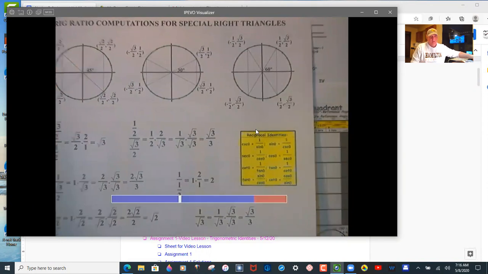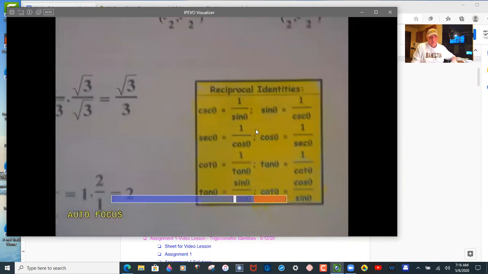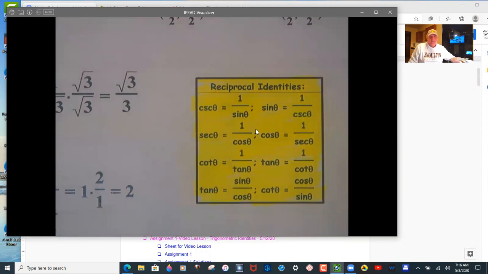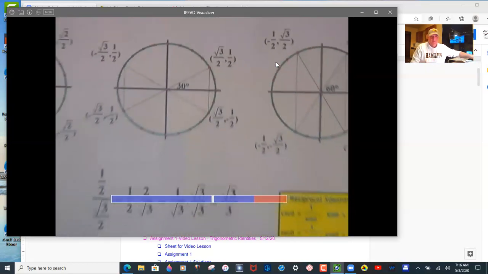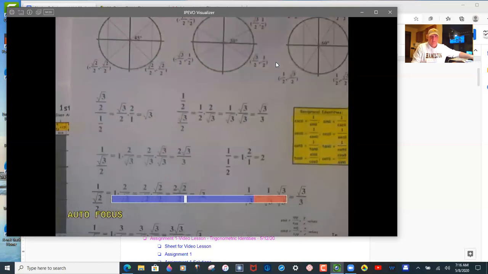You're going to have to learn now the reciprocal identities. So the cosecant is the reciprocal of sine, the secant is the reciprocal of cosine, and the cotangent is the reciprocal of tangent. Also, the tangent and cotangent can be expressed as sine over cosine and cosine over sine. And this, combined with the special right triangle sides, produces these special computations.